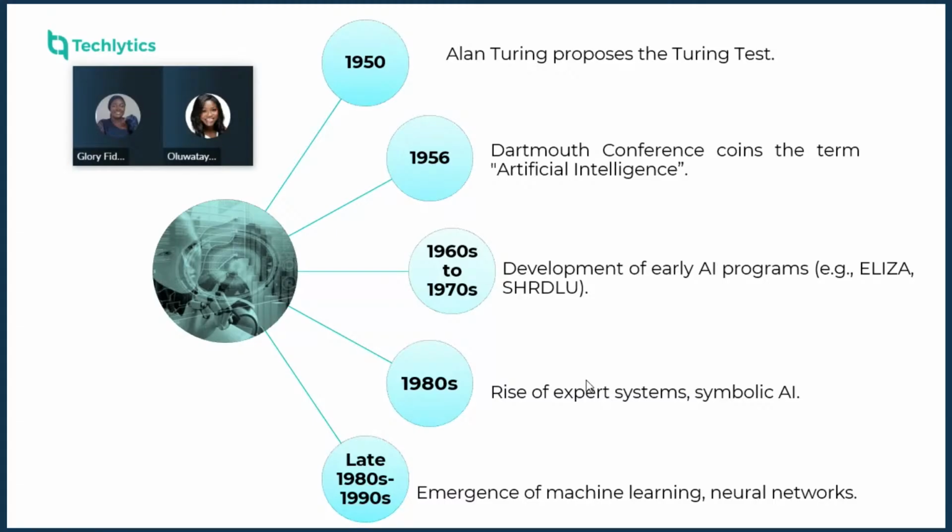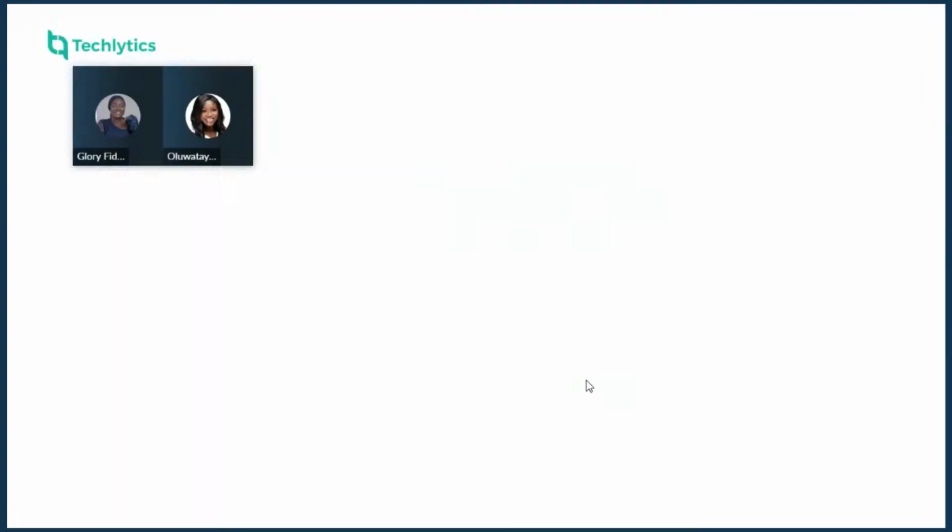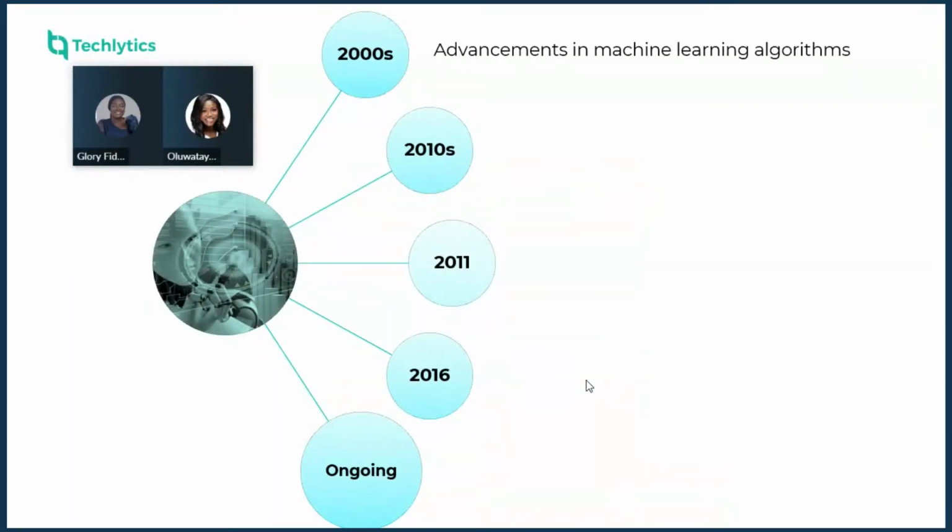So we didn't even have the infrastructure to be able to sustain AI anyway. So there was an AI winter, there was no money to pump into research and all of that. But in the late 80s to 90s, we have the emergence of machine learning and neural networks. These are other things that happened before we get to where we are today, right?